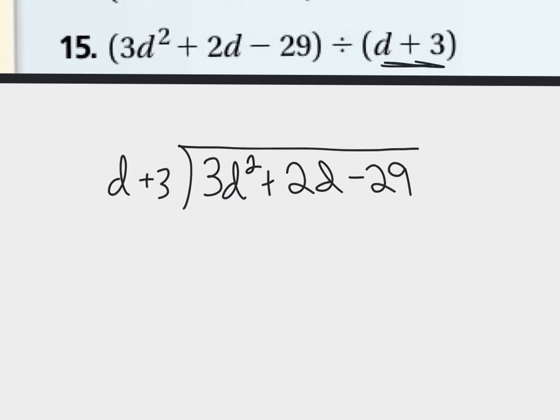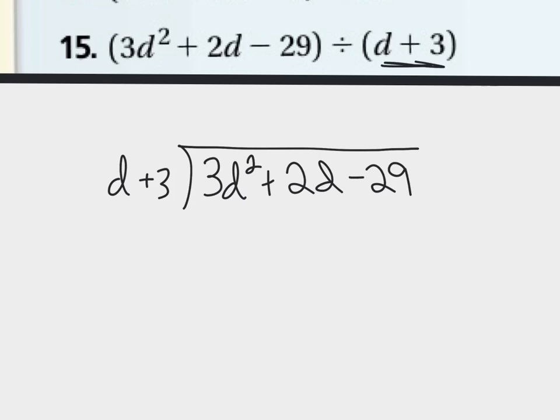So in other words, on the inside, notice we have a squared term, we have a d term, and we have a constant. Nothing is skipped over. On the outside, we have a d term and a constant. Nothing is skipped over there as well. If there is something skipped over, remember you need to put a 0 of whatever is skipped just as a placeholder so you don't lose track of where you're at in the problem.